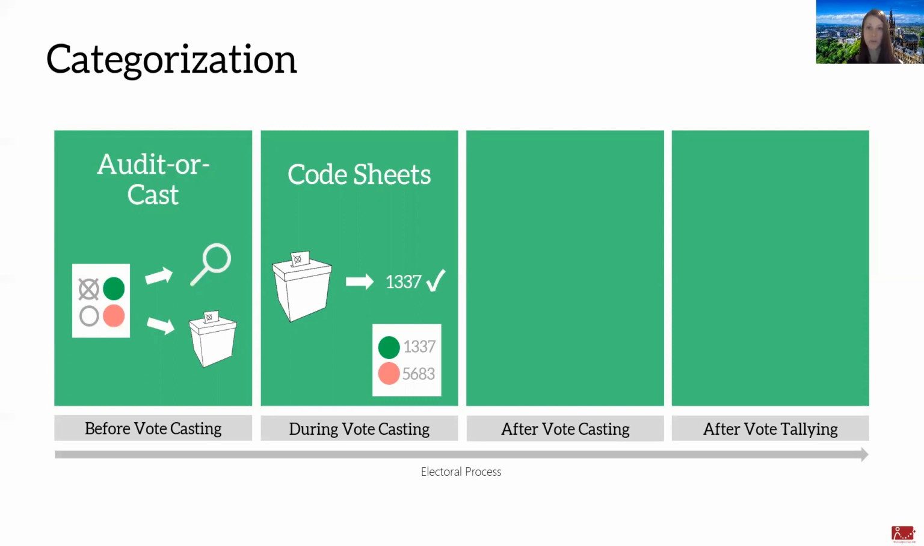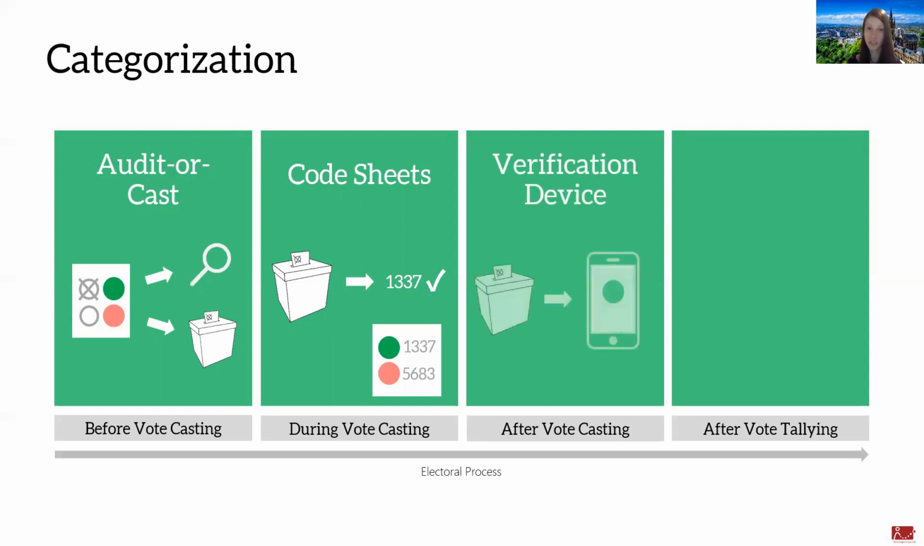The third category is called verification device. This is done after vote casting. We use a second device, for instance a smartphone, to download the vote from the electronic ballot box and reveal its contents and see if they match our intention. This has been used in Estonia for quite a while.